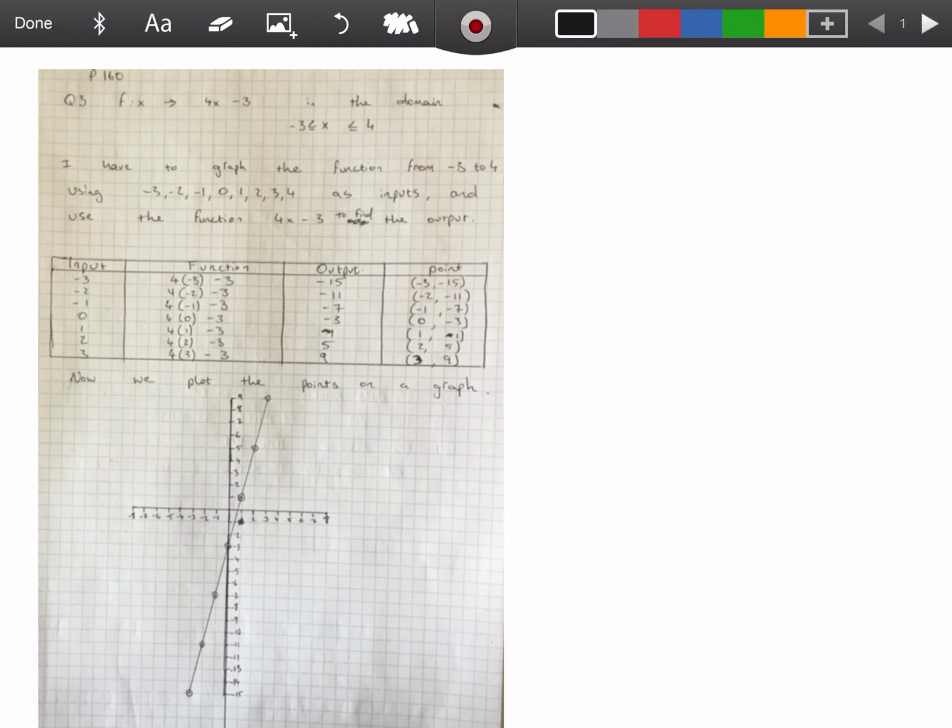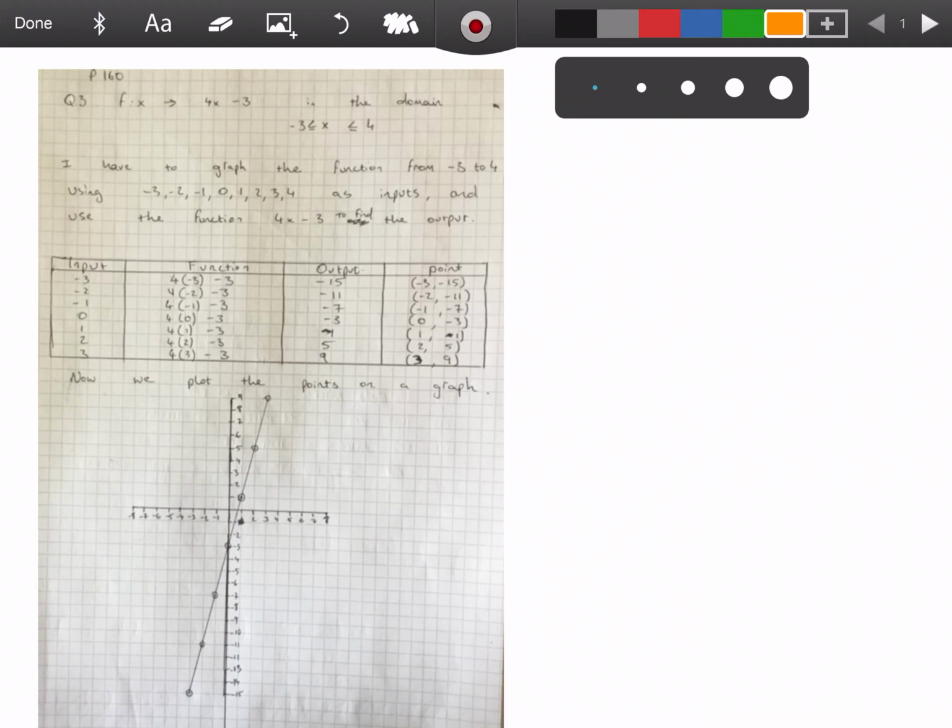Now this stuff is no different. You've done this at junior cert, okay? The question might be a little different, but the process is exactly the same. So the idea is very simple. We take a function and we take a domain. So you can see in this problem here, I've got the function as 4x minus 3 and the domain is from minus 3 up to 4.